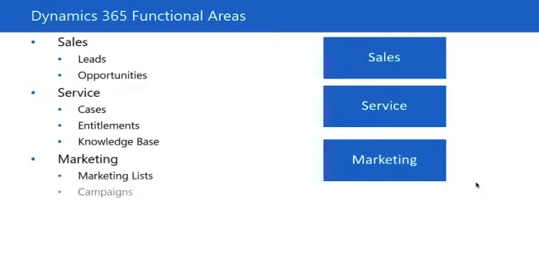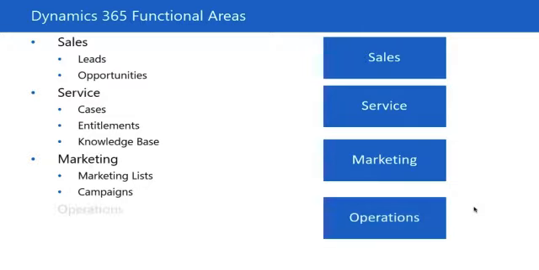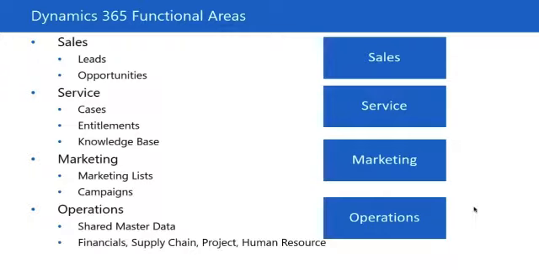Additionally, we have marketing, which can help us create brand awareness of who we are. The most common record types used are marketing lists and campaigns. And finally, with operations, it provides an ERP solution for businesses by managing operations through shared master data, and it has capabilities to support financials, supply chain, project management, and human resources. So let's walk through some of these applications in a little more detail.